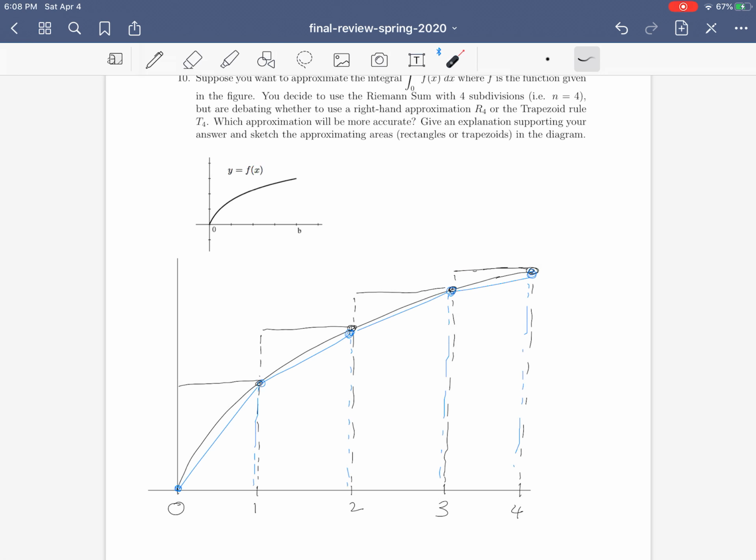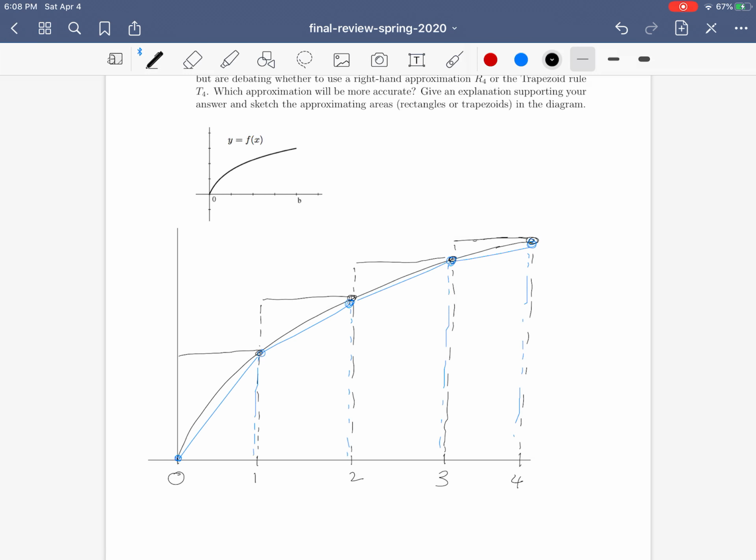Okay. So having drawn this here, it should now become immediately clear that the rule that we're going to want to use is the trapezoid. And this will be more accurate. In this case, this just follows by inspecting the curve that we're wanting to approximate.